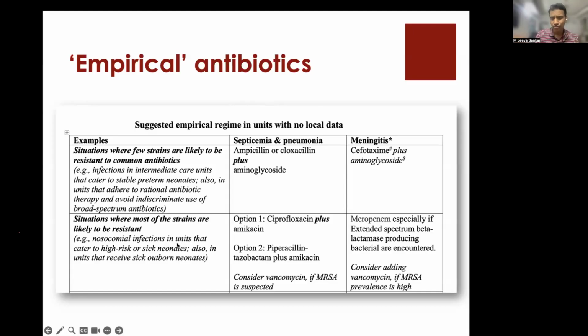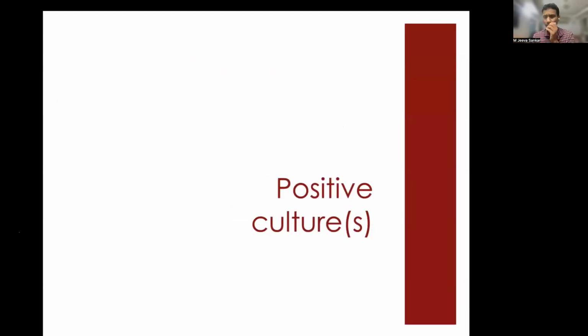But the second situation is likely to be the most prevalent in most units, where most strains are likely to be resistant. So you have 2 options: piperacillin-tazobactam as the first line, and meropenem plus or minus another antibiotic as the second line. That is again a broad rule of thumb, but I am stressing that point again: you need to have your own local antibiogram. Now, that's the empirical antibiotic policy.